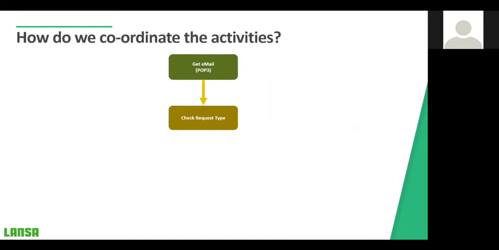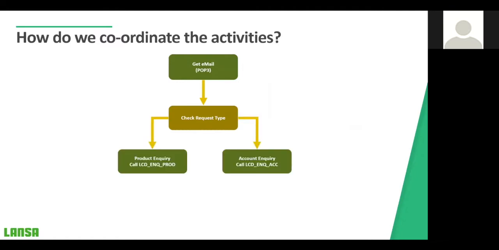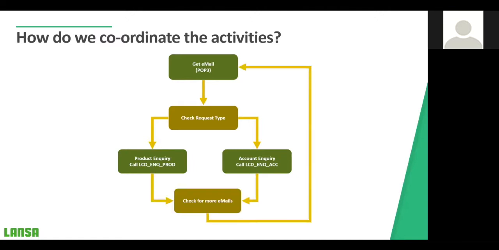Once I've got that, I need to check. So this is where the conditional processing comes in. I need to check what the request type is. So based on the subject, so if it's the product code, I'm going to call another process that handles the product inquiries. If it's information for account inquiry, then I'm going to call a process which handles the account inquiry information. Once it's done that, I'm going to then check for more emails. So it's an iterative process, and I can keep that running, checking for inbound emails and handling them as they come in. For this demo, I'm going to be focusing on the account inquiry.